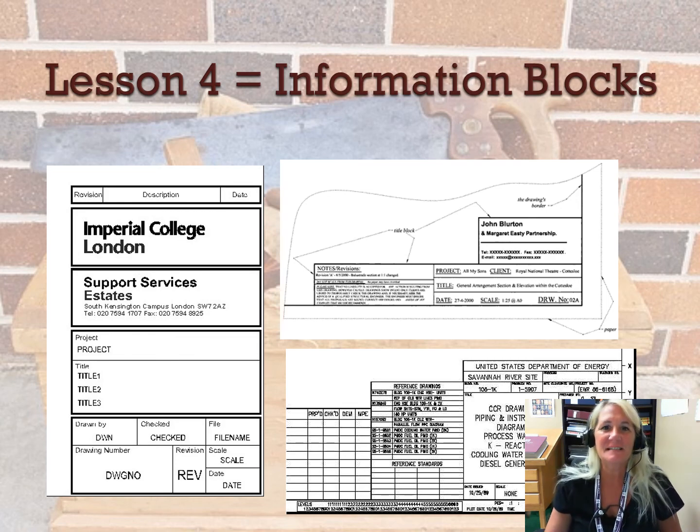Hi everyone. So for lesson number 4, we're going to learn about information blocks. So all of the information that's on your drawing that aren't the actual views or the dimensions. We're going to take a look at some of the other things you're going to find on your drawings that are going to help you understand them.